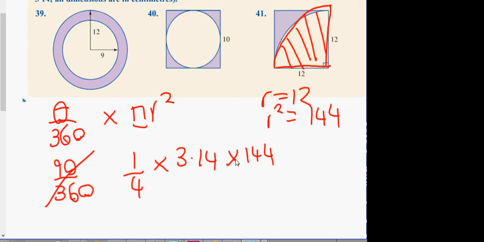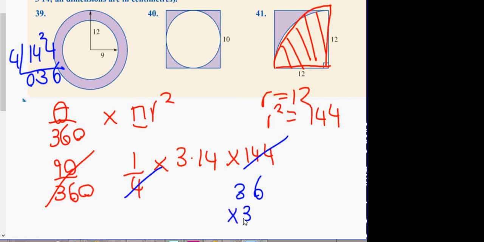Okay, we're going to look at Harry. Harry, what's 4 into 144? 2 there. Good man. Covered. 0. 3. Remainder 2. 6. 36. Cancel the 2 of them. And now we get 36 multiplied by 3.14.